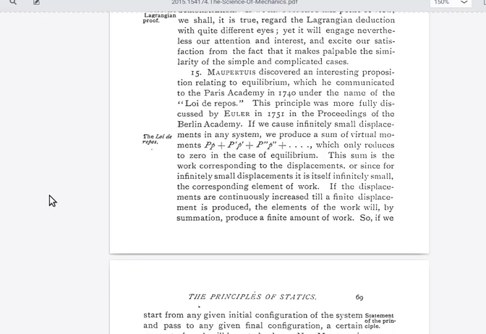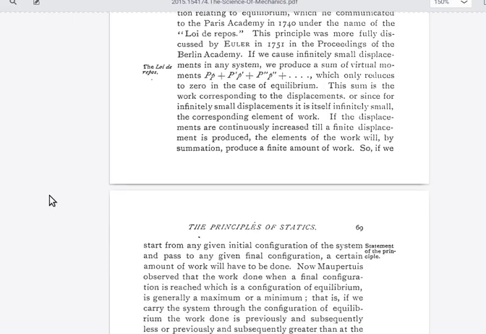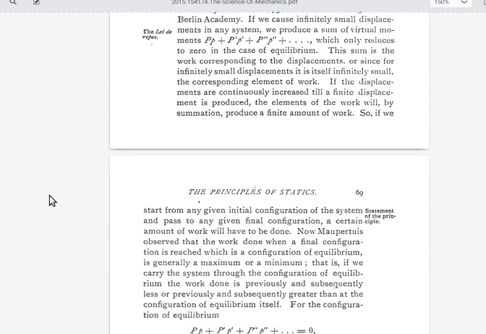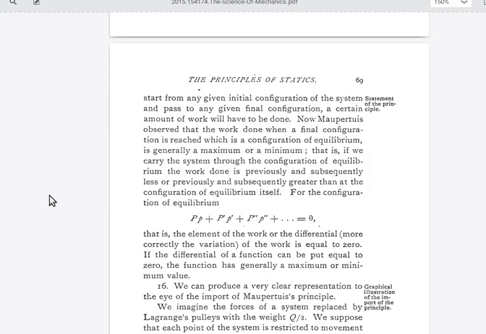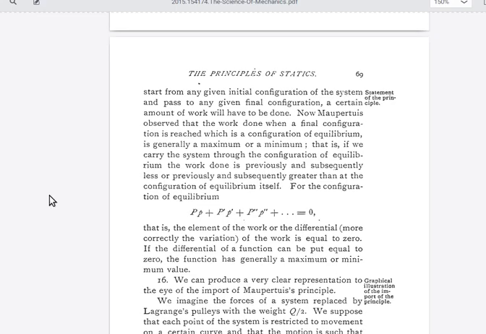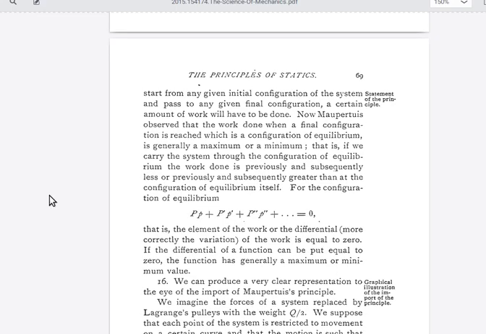If the displacements are continuously increased until a finite displacement has been reached, the elements of work will, by summation, give the actual amount of work. So if we start from any given initial configuration of the system and pass to any given final configuration, a certain amount of work will have to be done. Now, Maupertuis observed that the work done when a final configuration is reached, which is a configuration of equilibrium, is generally a maximum or a minimum. That is, if we carry the system through the configuration of equilibrium, the work done is previously and subsequently less or previously and subsequently greater than at the configuration of equilibrium itself.